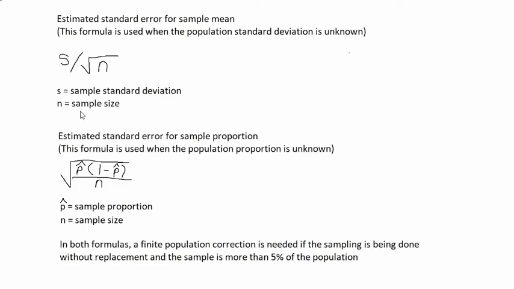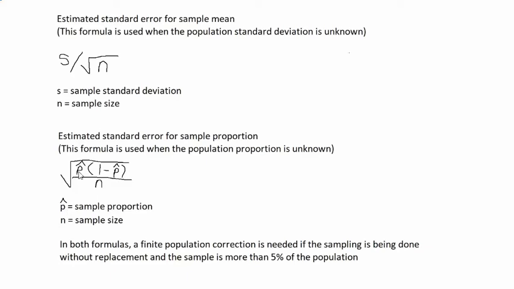Let's move ahead. The estimated standard error for a sample proportion is used when a person has taken a random sample, has calculated a sample proportion, and wants to calculate a standard error to go along with it, but the person doesn't know the population proportion. What the person does in this situation is calculate a sample proportion using his or her data and use that sample proportion as a substitute for the population proportion.